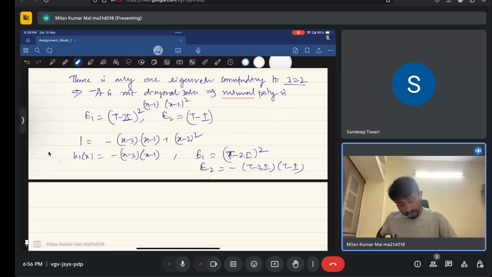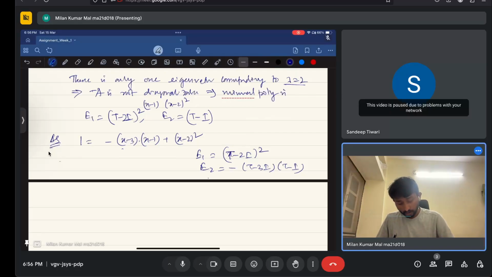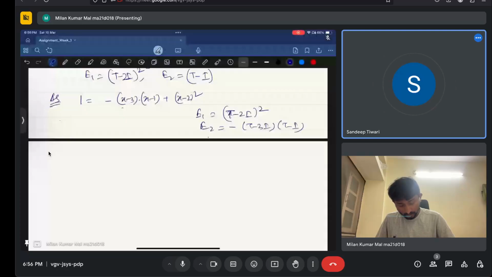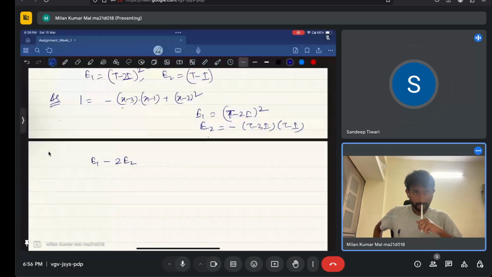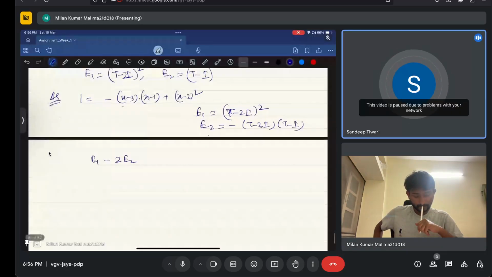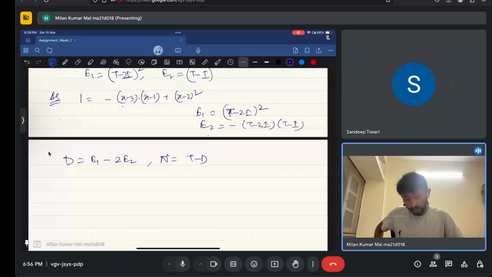So e1 is equal to this and e2 is equal to this, and obviously e1 plus e2 will be identity, there is no doubt. So c1 e1 plus c2 e2, that is the diagonal part, and the nilpotent part is n equals t minus d. Yes, sir, you have also written E1 as t minus 2i whole square, E2 as t minus i, sir. No, E2 should be equal to, oh no, this is not correct. Yes, sir. Yeah, this is the correct one.